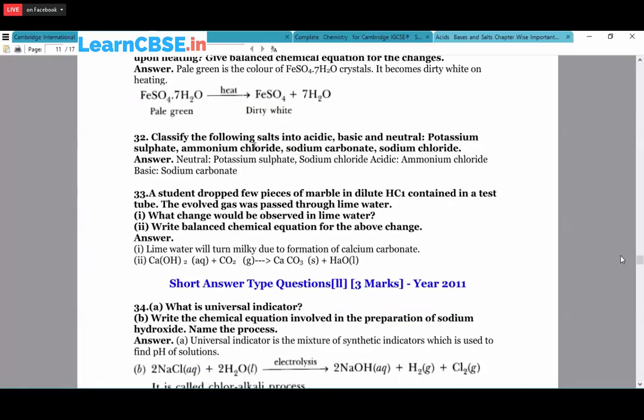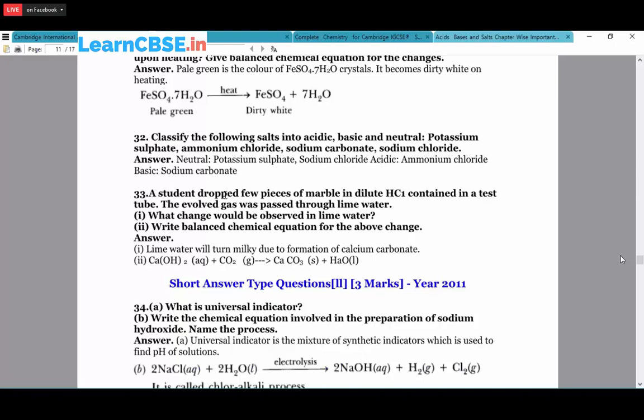Classify the following salts into acidic, basic, and neutral: potassium sulfate, ammonium chloride, sodium carbonate, sodium chloride. The neutral ones are potassium sulfate and sodium chloride. The acidic one is ammonium chloride, and the basic one is sodium carbonate.